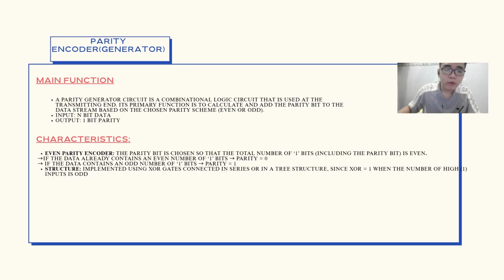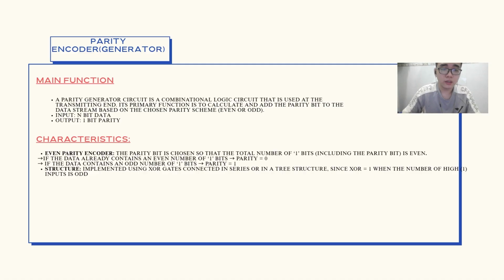Let's talk about the characteristics. In an even parity encoder, the parity bit is chosen so that the total number of 1 bits, including the parity bit, is even. If the data already contains an even number of 1 bits, parity equals 0. If the data contains an odd number of 1 bits, the parity equals 1.